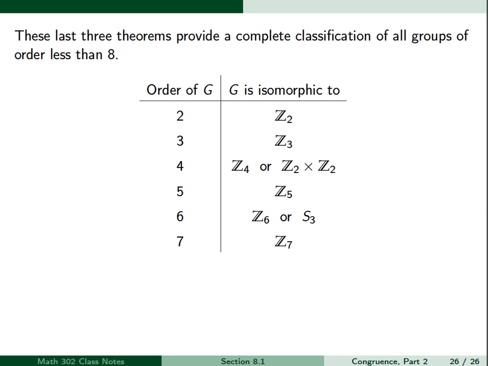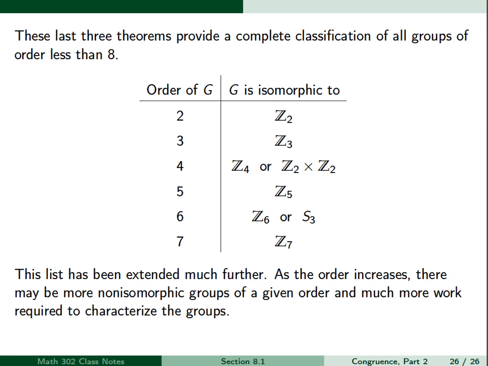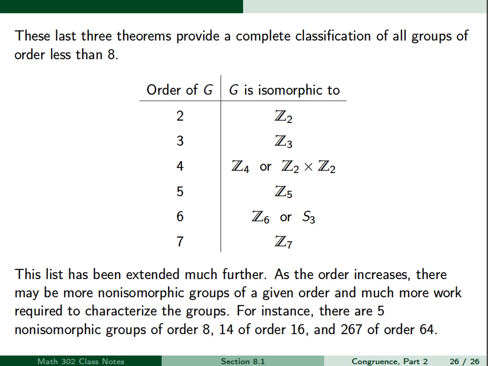7 is a prime. Now, this particular list has been extended much further. As the order increases, there may be more non-isomorphic groups of a given order, and much more work required to characterize the groups. So just characterizing a group of order 6 was quite a bit of work. So it gets to be much more work as the order gets larger. For instance, there are 5 non-isomorphic groups of order 8, 14 of order 16, and 267 of order 64. So you can imagine looking at a group of order 64 and trying to classify it as one of these 267 different groups.